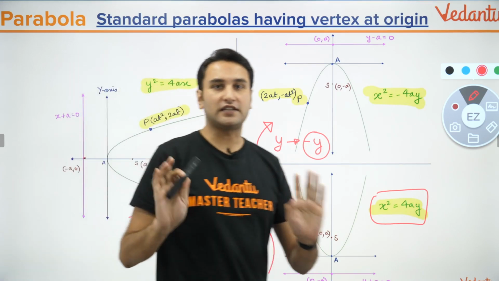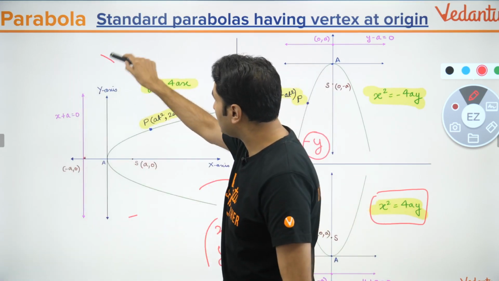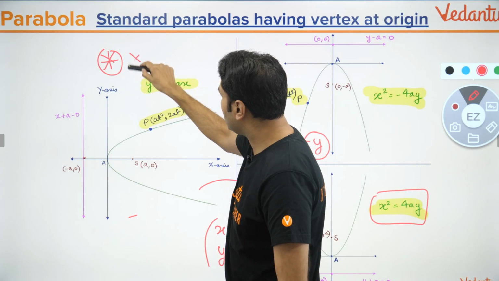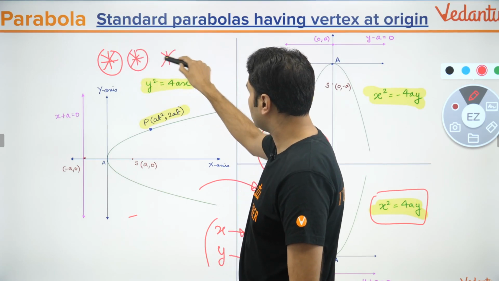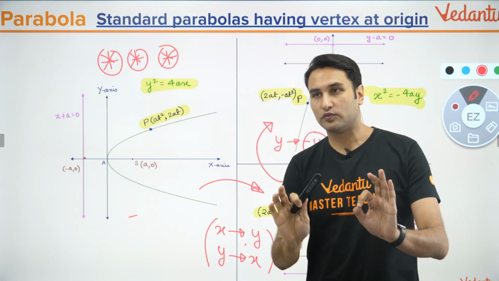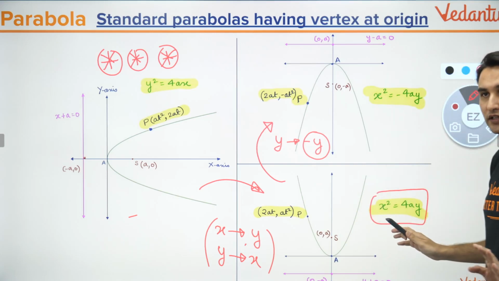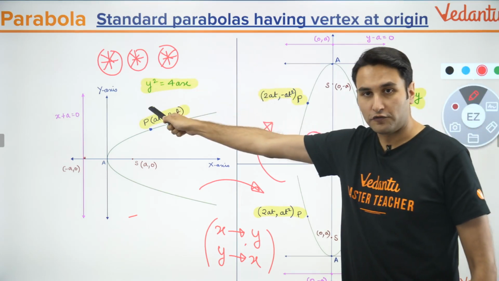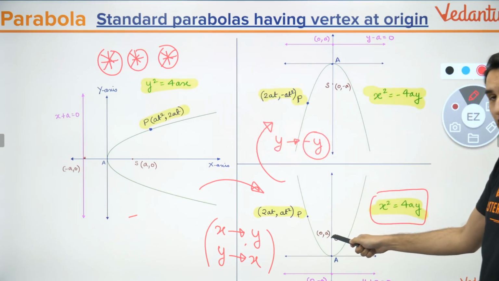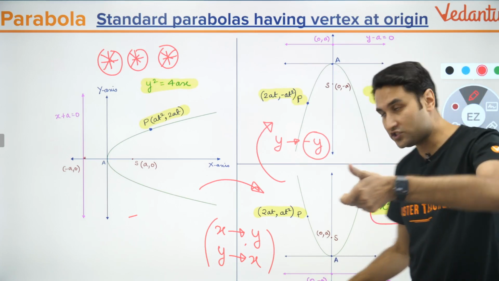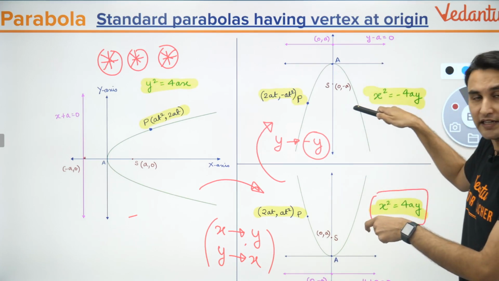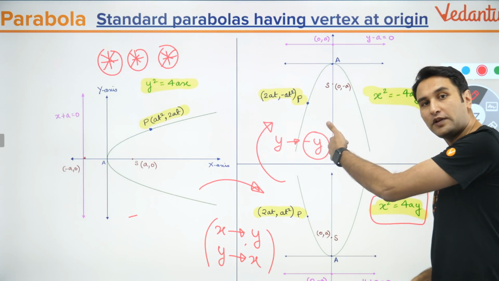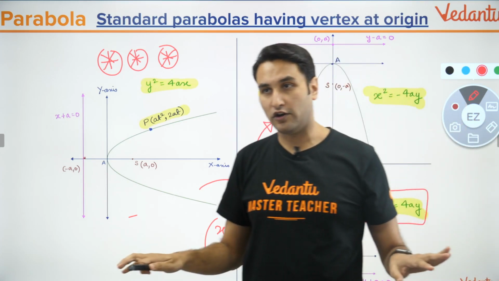सो पॉइंट क्या है? केवल हमें इसके रिजल्ट्स याद रखने हैं. वी ओनली रिमेंबर द रिजल्ट्स ऑफ दिस पैराबोला एंड विच आर वेरी फ्यू. इज दैट क्लियर? एनी डाउट इन दिस? सो y square is equal to 4ax, x square is equal to 4ay, x and y interchanged. Here x square is equal to minus 4ay, y got replaced by minus y. That's it. All right, चलो.